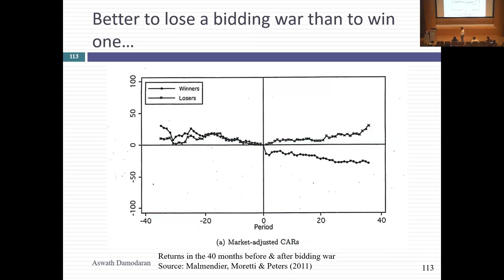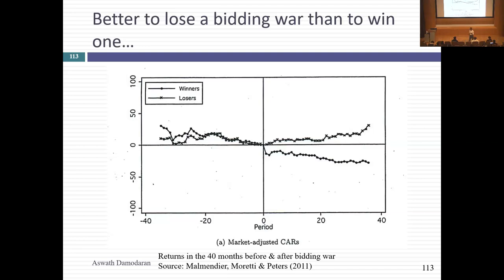This is an academic chart. How can you tell? It comes out of a paper. It's kind of a primitive chart, right? It looks like a pre-Excel chart. No colors. Very difficult to read, but it actually tells a story. It looks at two bidders in a bidding war. I'll take the suspense out of the story: one of these guys wins the bidding war, one loses the bidding war.